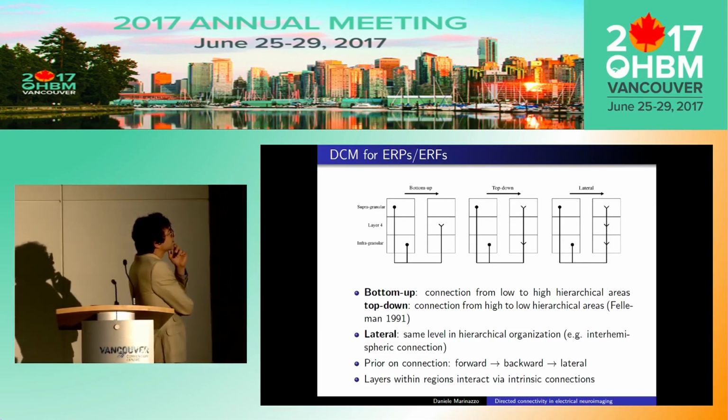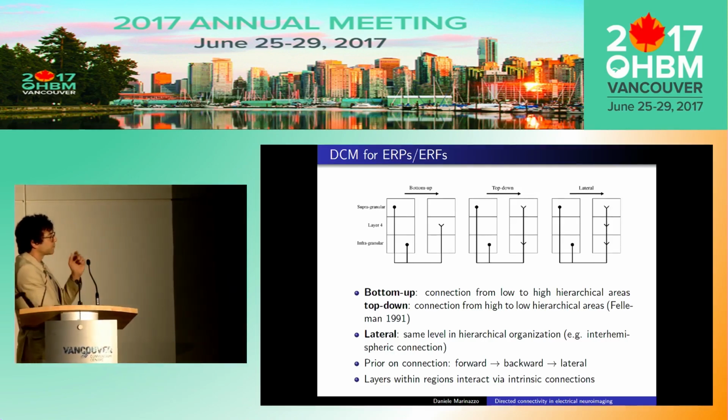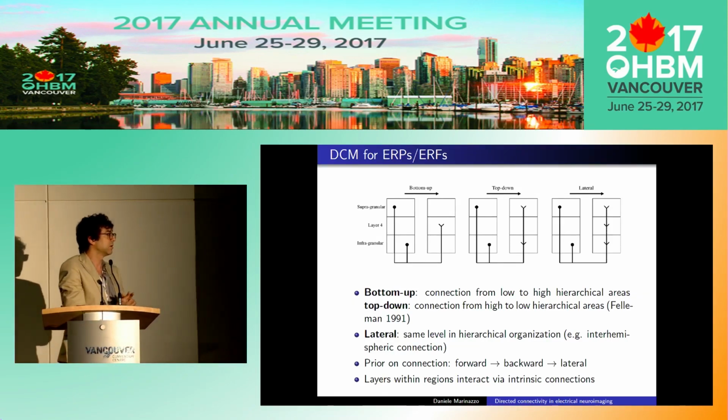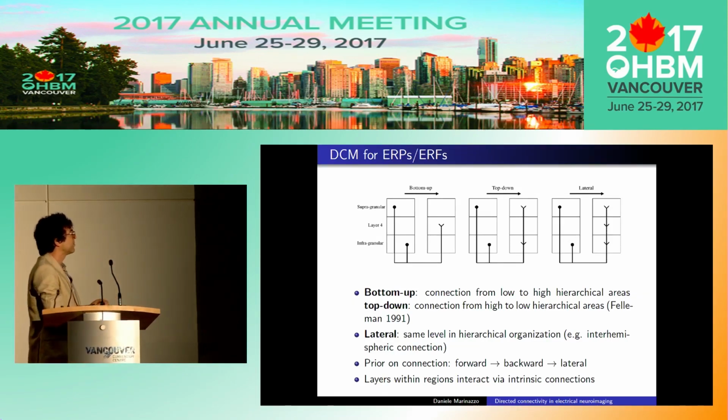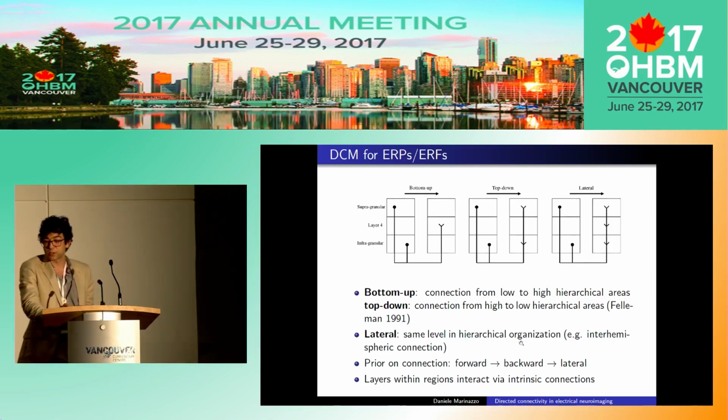So this is the typical structure of a model that you have for ERPs, in which you have a hierarchy of cortical connections, basically following the work of Felleman and Van Essen. You have bottom-up connections, top-down connections, and lateral connections. The priors on the connections go from the forward to the backward to the lateral. And then the layers within individual regions interact via intrinsic connections.